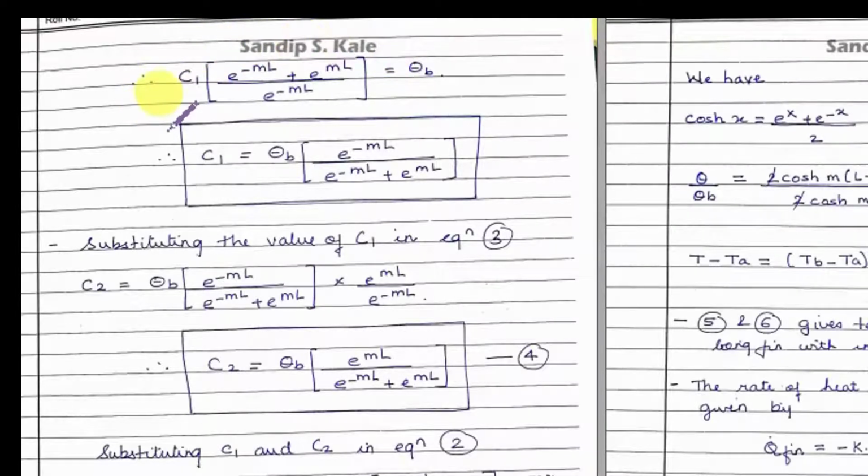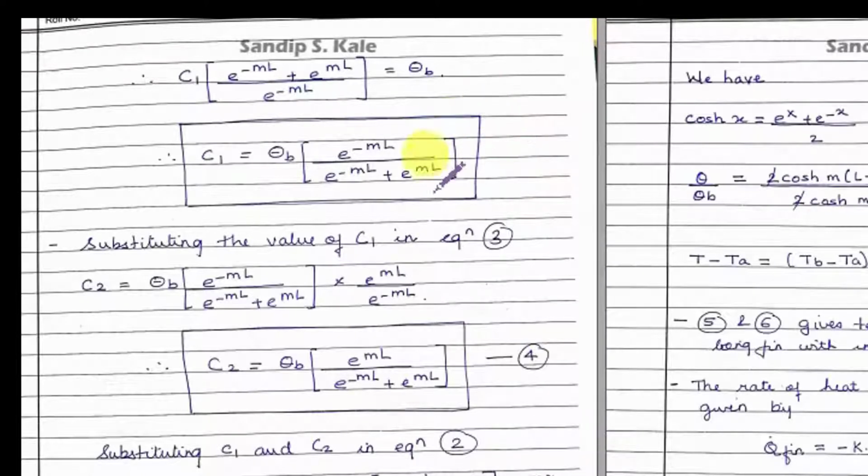So our next task is to find the value of c1. Just arrange this equation, that is, c1 is equal to theta b multiplied by, in brackets, e to the power minus mL divided by this whole term, e to the power minus mL plus e to the power mL. So we have found the values of c1 and c2 now.